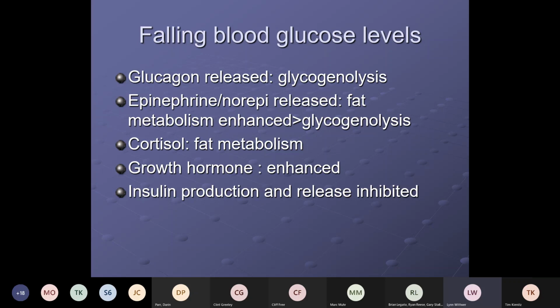They also release cortisol, which increases fat metabolism, and growth hormone, which basically is a stimulatory hormone which stimulates the other things: glucagon, cortisol, and epinephrine. And then it inhibits the release and production of insulin, because insulin would, of course, lower your blood sugar again.